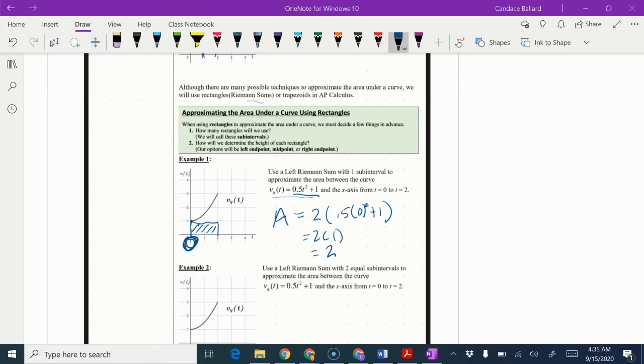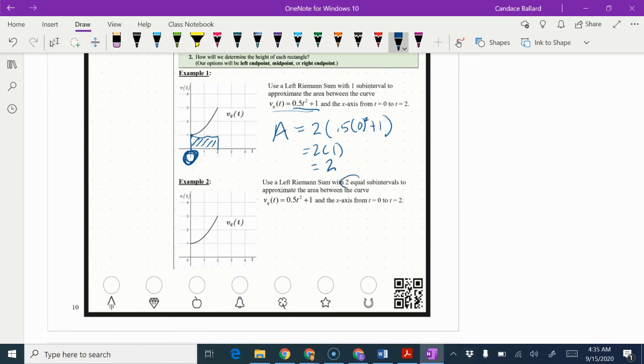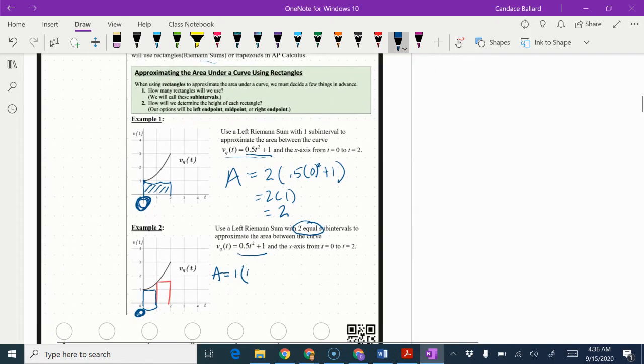We are now going to use a left Riemann sum with two equal subintervals. So I'm going to split it into two subintervals this time. I'm still coming at it from the left, so I'm going to draw my first rectangle here, and then I'm going to draw my second rectangle here. And we're going to find the area of each one of those rectangles. So my overall total area equals the base, which is 1 wide, and then I put it into here using the left value. So I'm using the 0. 0.5 times 0 squared plus 1. That gets me my first rectangle.